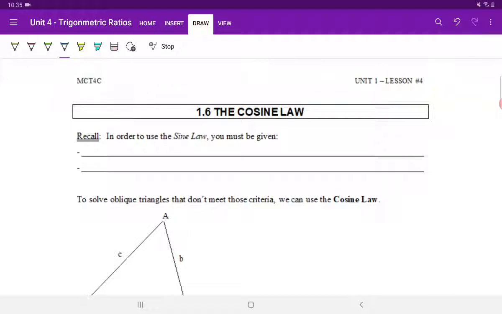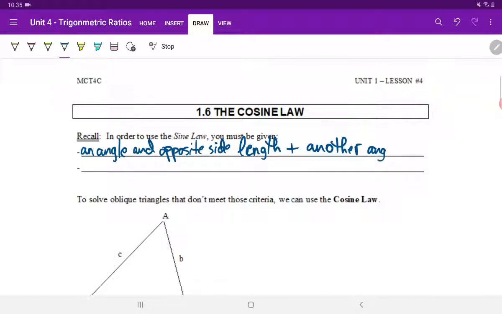But let's recap. When do you use the sine law? If you remember, it is when you have an angle and its opposite side length, plus another angle given. And also when you have an angle and an opposite side length and another side length given.